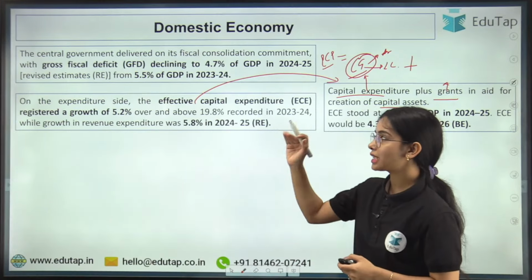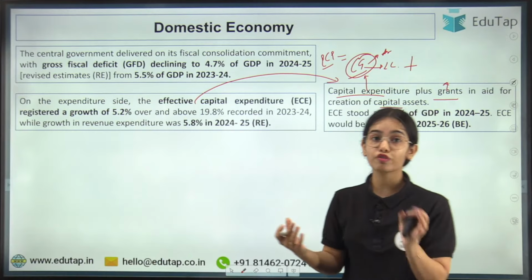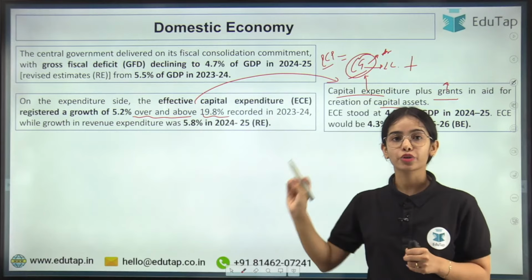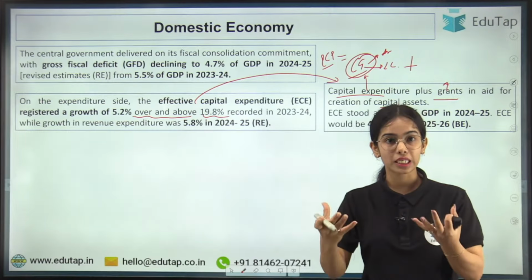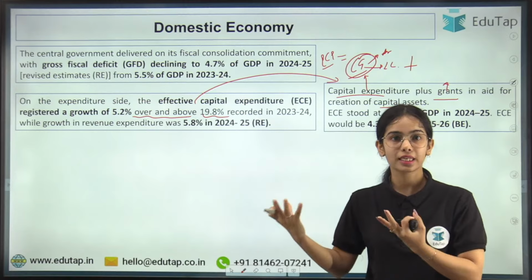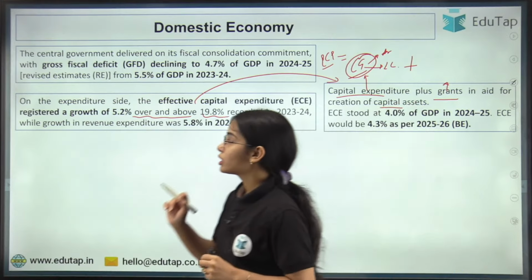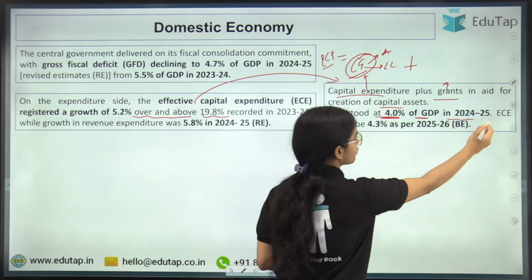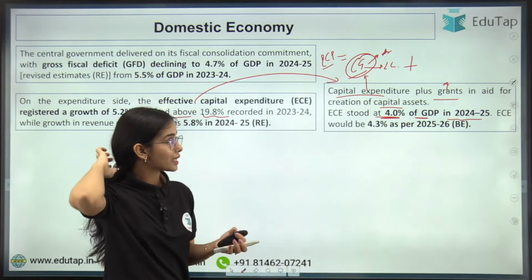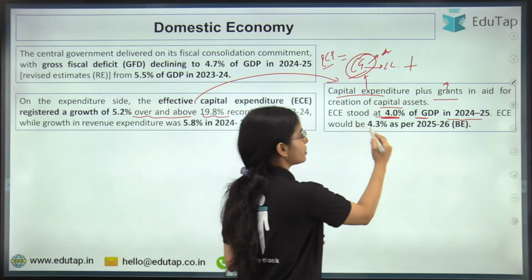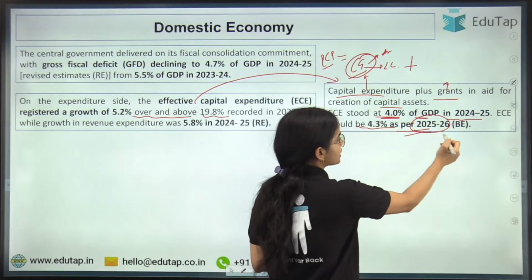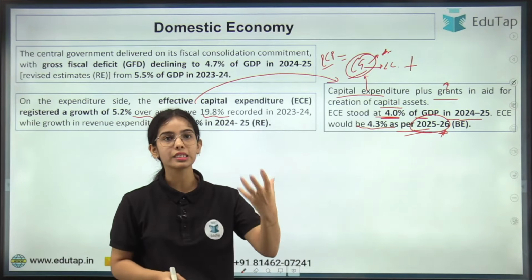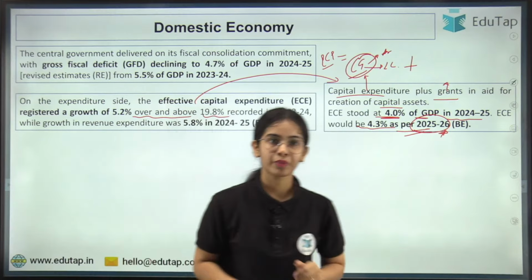Now on the expenditure side, the effective capital expenditure registered a growth of 5.2%, over and above the growth of 19.8% in 2023-24. So effective capital expenditure is increasing. That means capital formation is increasing in our country. That is good news. The effective capital expenditure stood at 4% of GDP in 2024-25 as per the revised estimates, and it would be 4.3% in 2025-26 as per the budget estimate. So the government is trying to further increase effective capital expenditure in the country.